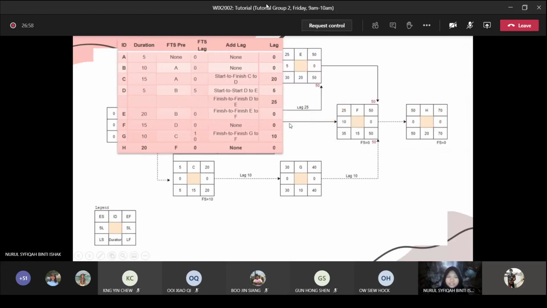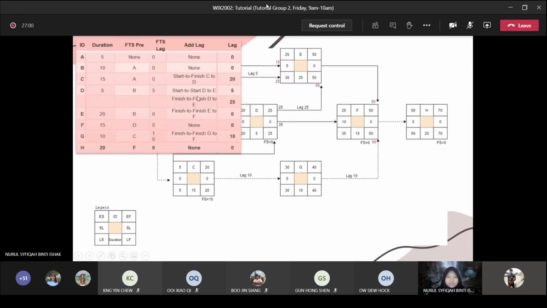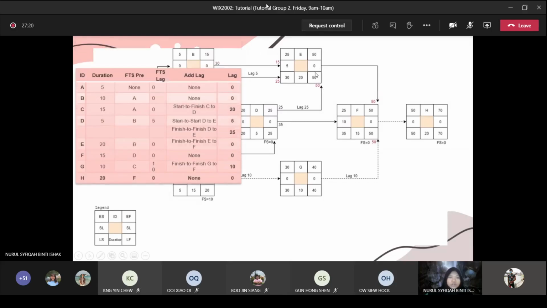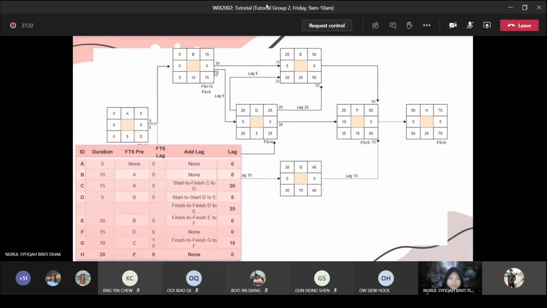So for activity D, the additional lag is start to start, D to E. And then the other one is finish to finish, D to E, finish D and then to E. And then for activity E, the predecessor is B, and it goes to E.